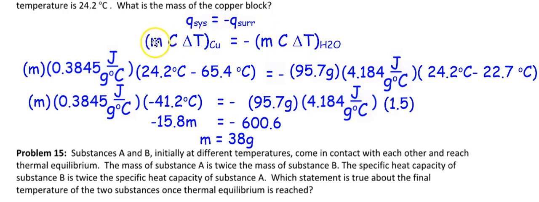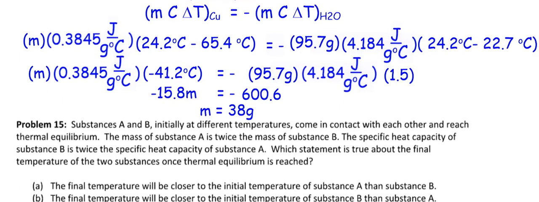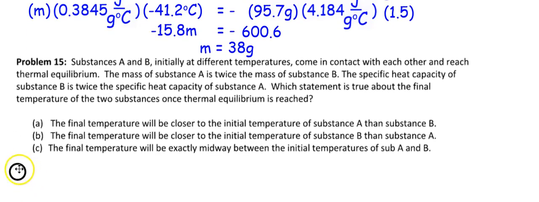All right, so notice what's going on here. They kind of cancel each other out. So what's going to be true? Your delta T's are going to be identical. So the final temperature is actually going to be smack dab in the middle between the two.